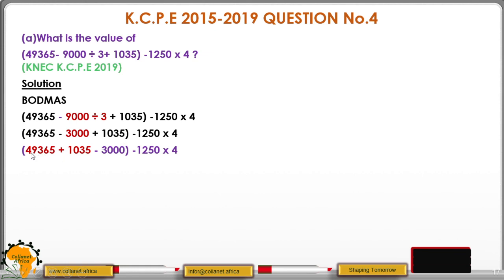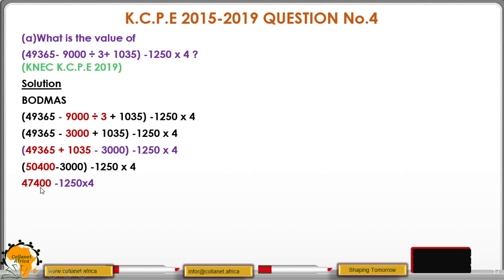So this will give you 49,365, you add to 1,035, then you subtract that. In this case, we are going to get 50,400, then you subtract 3,000. Then we have this one. We first of all deal with what is inside the bracket. After we have done the subtraction, we get 47,400, then we have minus this times 4.